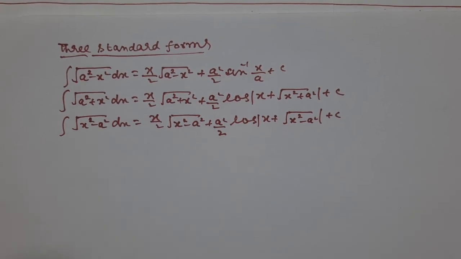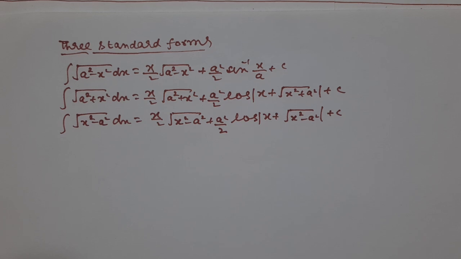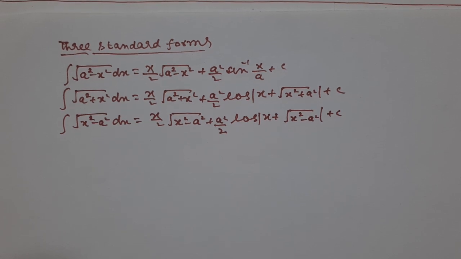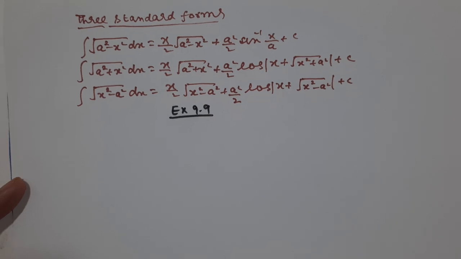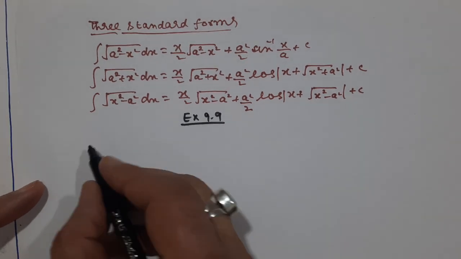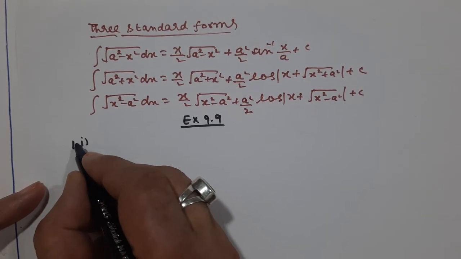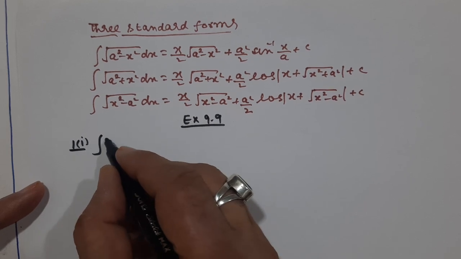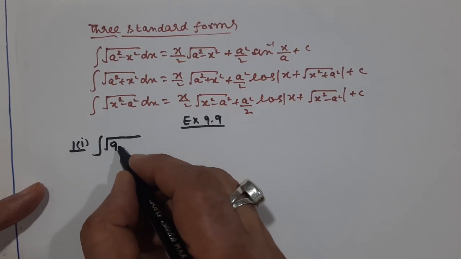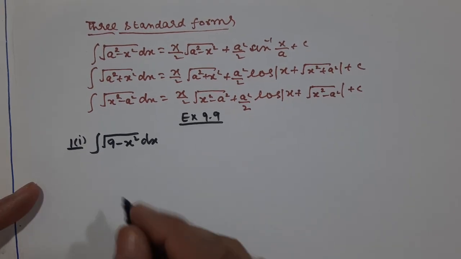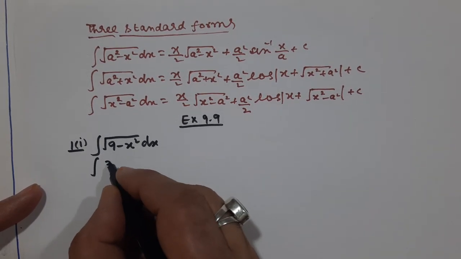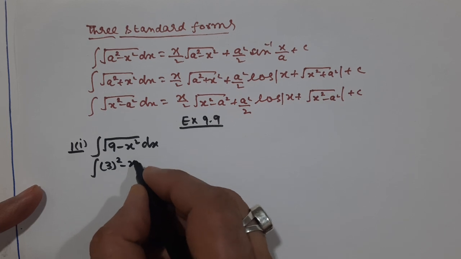Now students, let us do some questions based on these three new standard forms. Let us start with exercise 9.9, very first question. The question is integral of under root 9 minus x square dx. Here we can write 9 as 3 square minus x square.